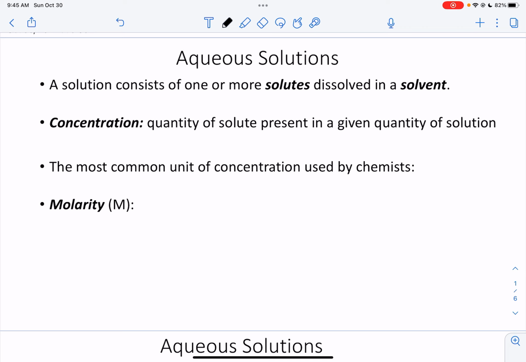Concentration of a solution is the amount of solute present in a given quantity of solution. And so this week in lab, the solute is sodium chloride and the solution is a mixture of sodium chloride plus water, the solvent being the water, since it's an aqueous solution. The most common unit of concentration used by chemists is molarity, which is the moles of solute over the liters of solution.